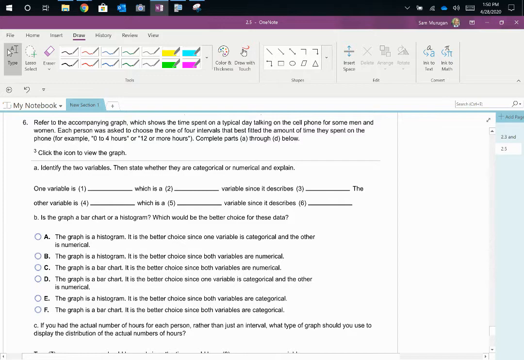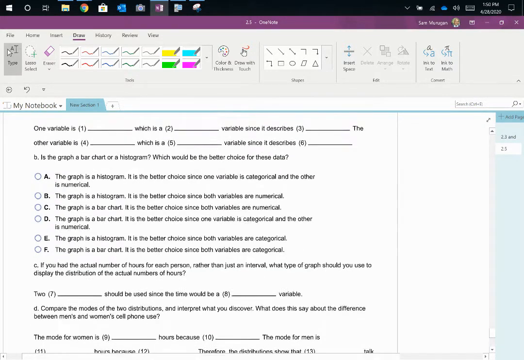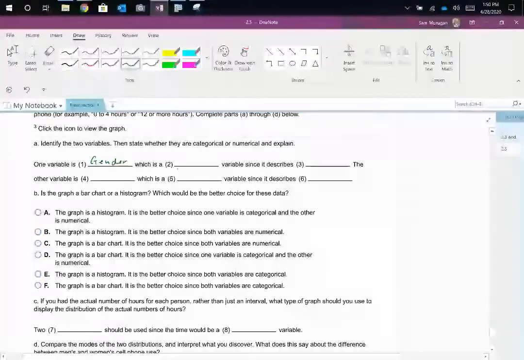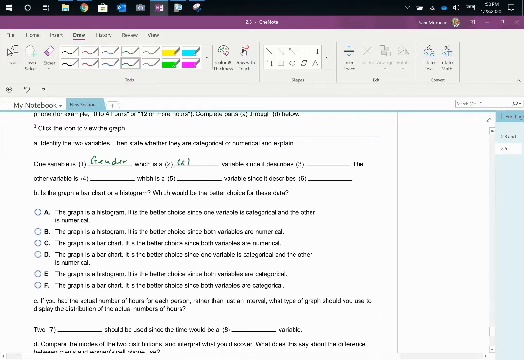And we're going to try to identify the 2 variables. One variable is male or female, so gender, which is, of course, categorical. Since it describes qualities, it's qualitative data.